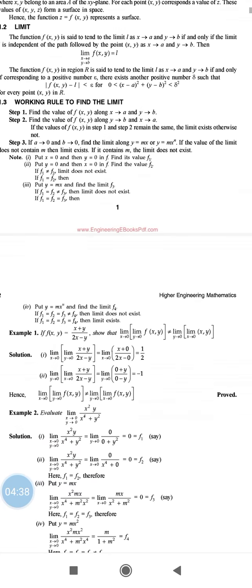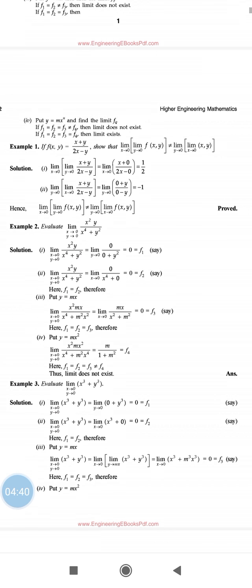f of x, y equal to (x plus y) divided by (2x minus y). Show that limit x tending to 0, limit y tending to 0, f of x, y is not equal to limit y tending to 0, limit x tending to 0, f of x, y. How will you do this? Limit x tending to 0, limit y tending to 0, f of x, y is (x plus y) divided by (2x minus y). As y tending to 0, it will become x by 2x. x gets cancelled. Limit x tending to 0 of 1 by 2 is 1 by 2 itself.